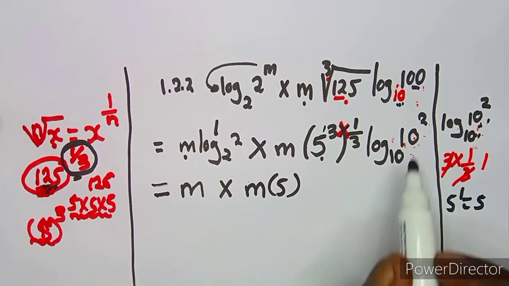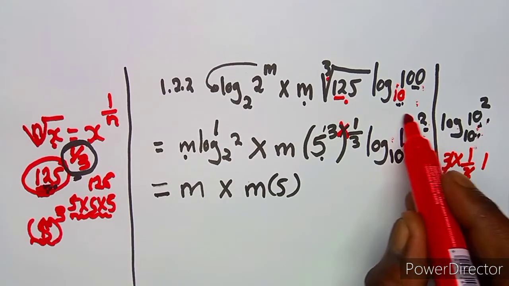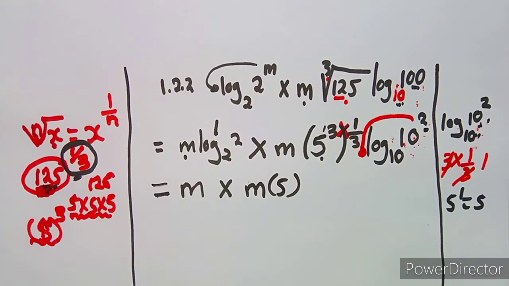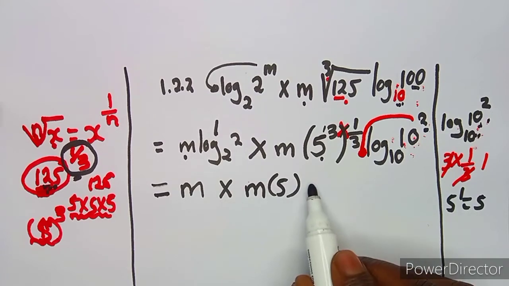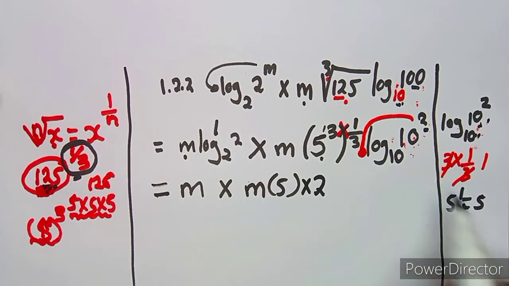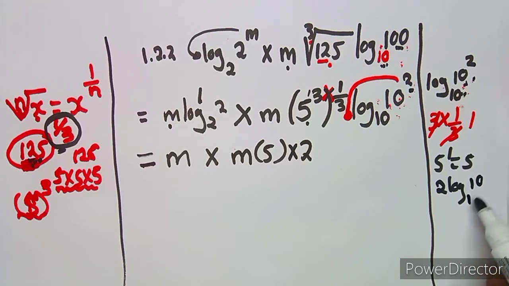Okay. Then here we've got an exponent, so we are going to do the same. We are going to drop the exponent to multiply the log here. So it's going to be 2 log, so you're going to multiply, that's 2. So it's going to be like this, 2 log 10 base 10, like this.